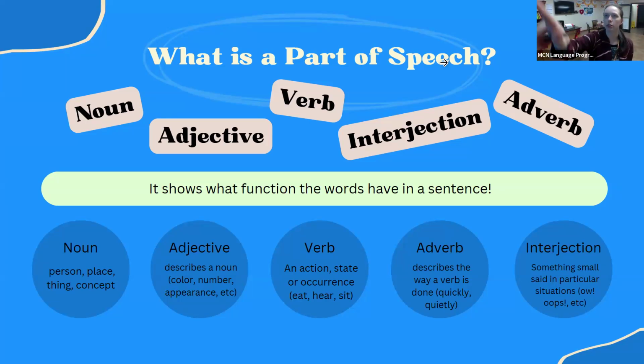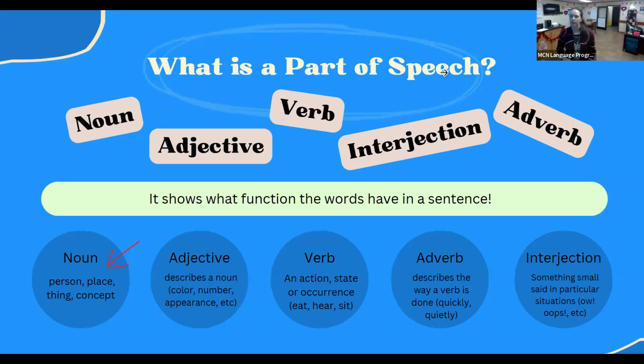So let's use, how about the color red? Okay, so first off, we have our noun. That's going to be your person, place, thing, concept. That's what most people think of. So ice cream, girl, rain, bucket. Those are your nouns. Adjectives. That's going to describe your noun, right? So the color of the bucket. How many buckets? What does the bucket look like? Stuff like that. Adjectives. Your verb is the action, the state, the occurrence. So eat, hear, sit, run, right?